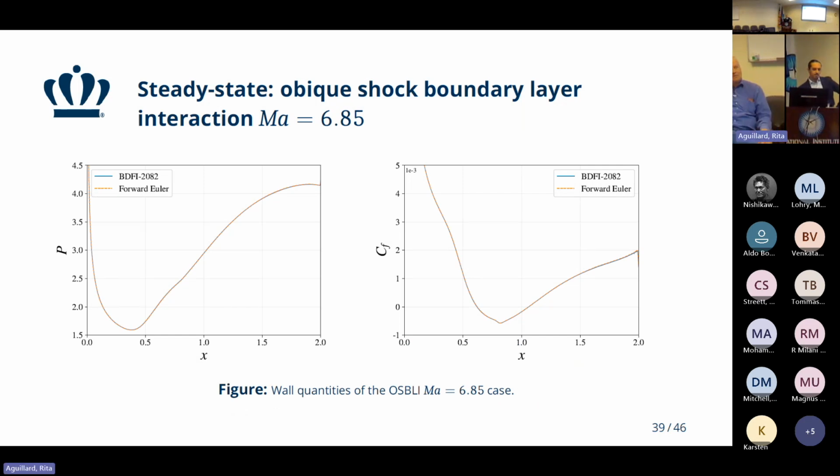So for the wall quantities, they both look the same. So here are the comparisons. There's nothing really to show here. The 2 lines are on top of each other between BF1 and Euler, so we don't have any issues with just representing the solution.